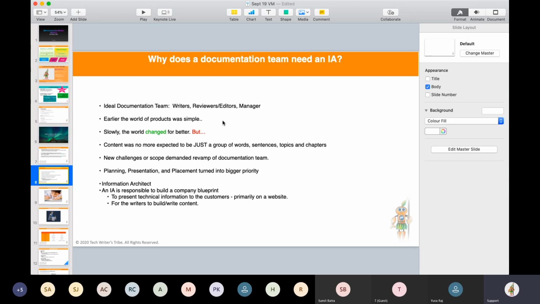And there came a new discipline in the technical documentation team. This new discipline was named information architect, because, like Sumit and others mentioned, people realized that the big challenge is not about writing the guide. Even if you write the best of guides, if it's not planned, arranged and presented properly, it probably doesn't serve the purpose. All that hard work of the big team of writers, or even the single writer, goes to waste if tomorrow the customer comes back and says, I am unable to find the information.